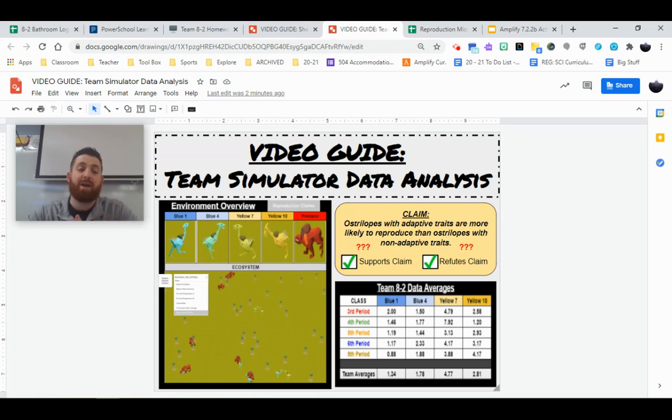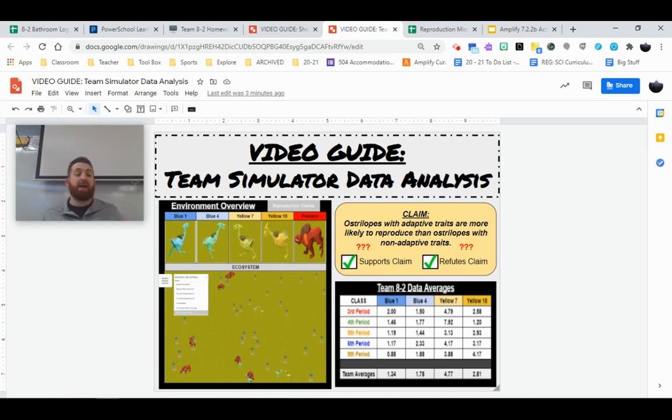If you know you loaded in the right mission, if you know that you recorded accurate data, meaning you accurately counted your australope and followed it correctly, and you know your data to be true, then that leads us to the next part, which is this claim. Australopes with adaptive traits are more likely to reproduce than australopes with non-adaptive traits. So the question is, does our data support this claim or does it refute it? Does it prove it to be true or does it prove it to be false?